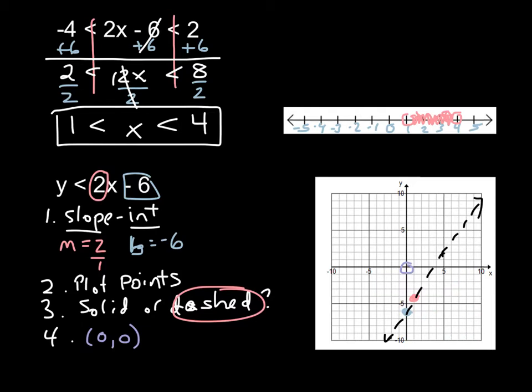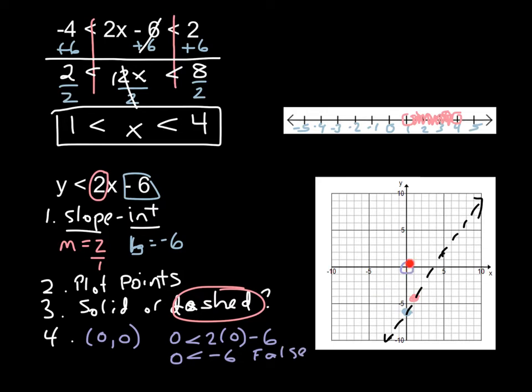So we're going to go ahead and put the 0, 0 in. We're going to put a 0 in for y. We're going to put a 0 in for x. We end up getting 0 is less than, 2 times 0 is 0. 0 minus 6 is -6. Is 0 less than -6? Nope. 0 is not less than -6. It's false, which means that this point is not a solution.